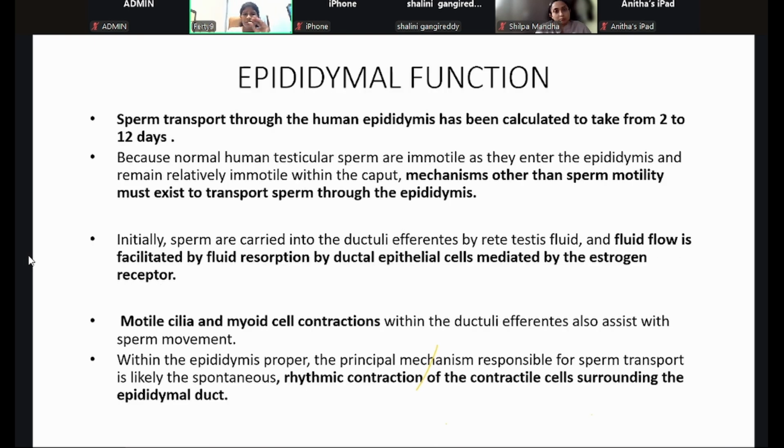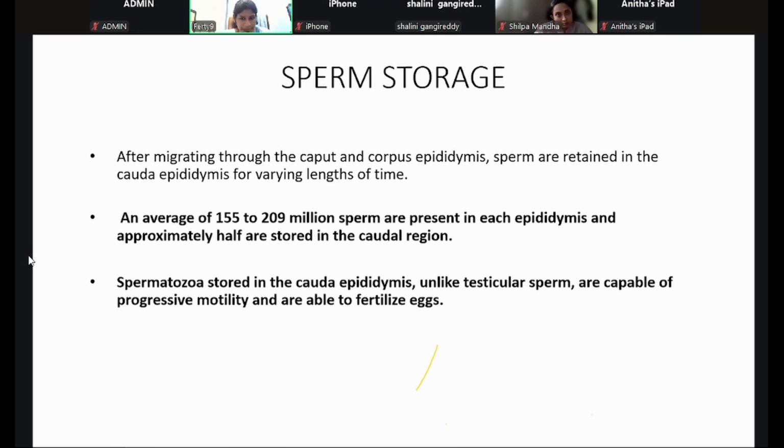So basically, after the spermatozoa enter the epididymis, it starts maturing. The sperm transport through the epididymis takes around 12 days. Here the sperm will attain motility in the epididymis. I have told you the different parts, no? Exactly in the caudal part, it will attain the complete motility of the sperm.